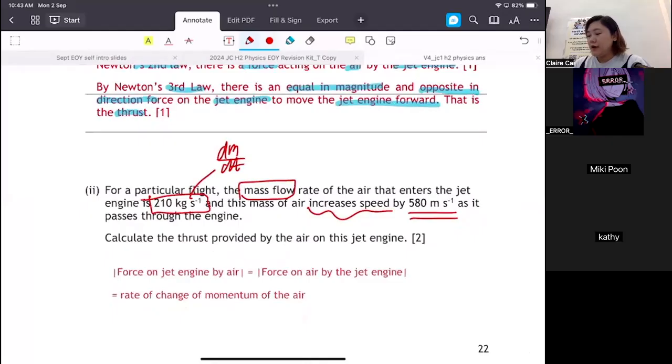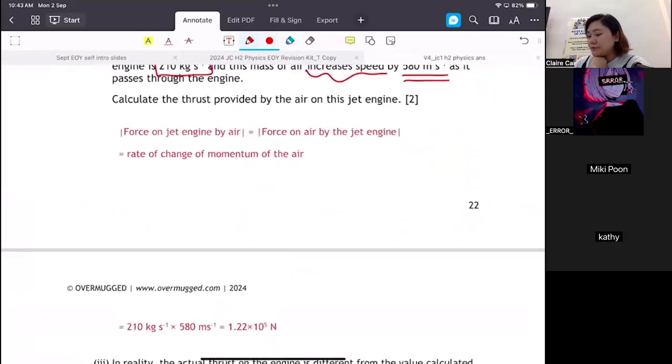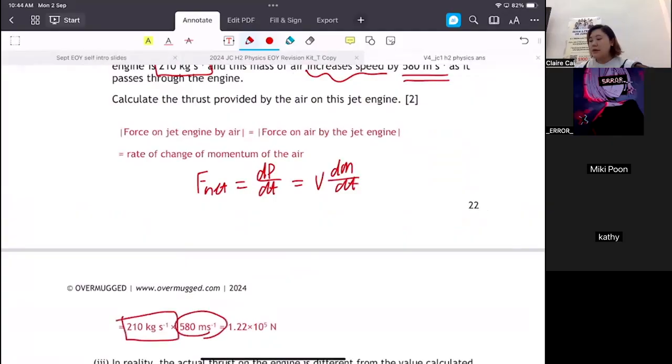the force on the jet by the air is equal to the force on the air by the jet engine. So then we can use the rate of change of momentum. So here's the one: the change in the velocity times your dm/dt. So the change in the velocity times our mass flow rate.